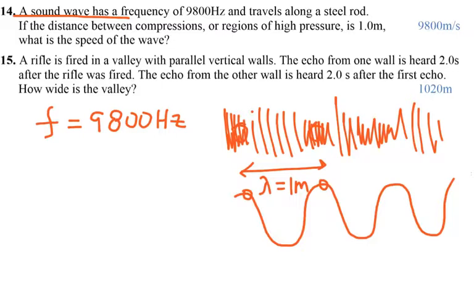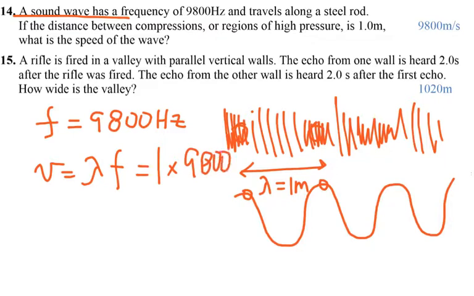And the frequency is given. What is the speed of the wave? So the speed is equal to the lambda times the frequency. So that's 1 times 9,800. Gives you 9,800 meters per second.